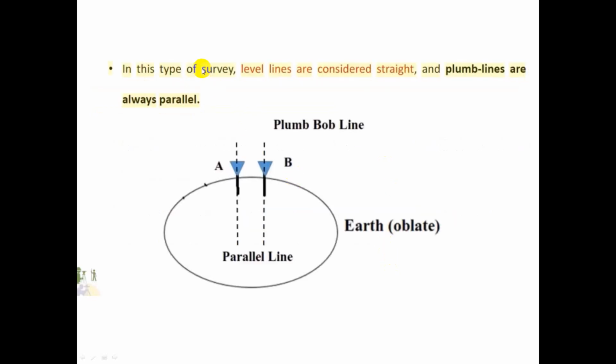Okay? So in plane surveying, level lines are considered straight. The level line is the horizontal line, so the line from A to B is a straight line, and plumb lines are always parallel. The plumb line is the direction of gravity at your point. So from A, its direction is downward, and since the line is straight, the plumb line at B is also straight. So the two are parallel. These are the characteristics of level lines and plumb lines when plane surveying is the type of survey used.